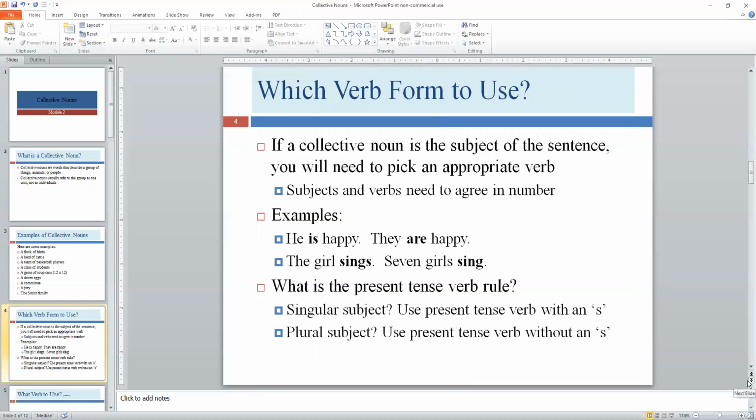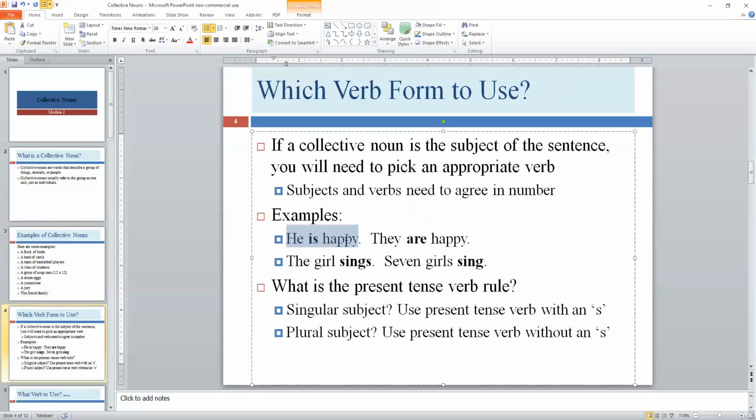Okay, so the first question to think about when you're considering using a collective noun is what verb form to use. Let's imagine for a second that in the sentence you're writing, the collective noun is the subject of the sentence. And of course, you know that the subject of a sentence has to agree in number with the verb of the sentence. Here's an example. He is happy. We don't say he are happy. They are happy. We don't say they is happy. Now we have to match, in English and in many languages, the number in the subject and the number in the verb.